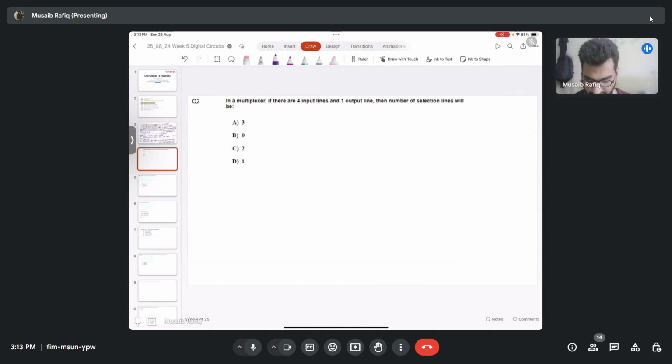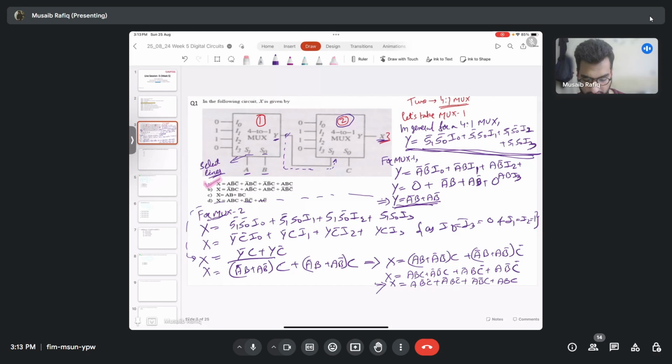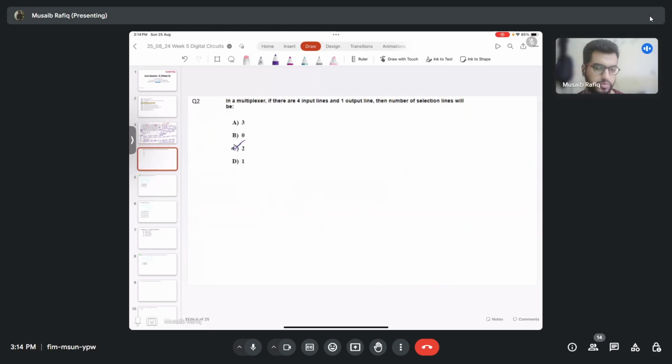Now I have a question here, which says that in a multiplexer, if there are 4 input lines and 1 output line, then the number of selection lines will be. This is a pretty simple question, but I'll try to write some general formula for it. We are given 4 input lines and 1 output line, which is quite trivial for a mux. So we have a 4:1 mux, and we need to figure out how many select lines are here. Simply, we saw in the previous question, it will be 2.